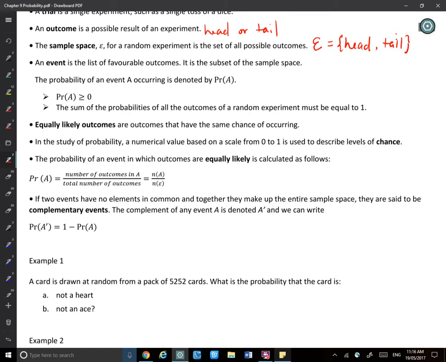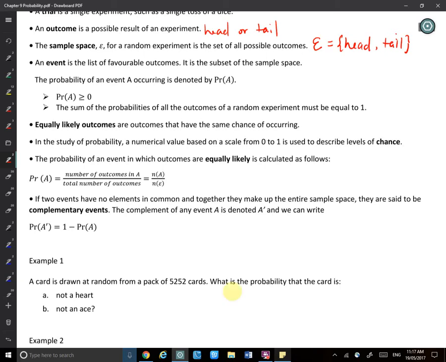An event. Event is a list of favorable outcomes. It is a subset of the sample space. So I can say I have interest in obtaining a head. I throw the coin 3 times and I want to observe how many heads I will have. That's my favorable event, or that's called an event. So the event is getting head. Event is something I have interest in.